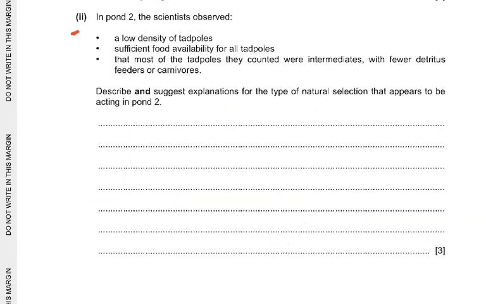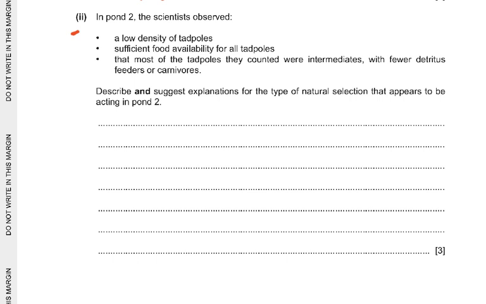In pond 2, the scientists observed a low density of tadpoles, sufficient food availability for all tadpoles, and that most of the tadpoles they counted were intermediates with fewer detritus feeders or carnivores. Describe and suggest an explanation for the type of natural selection that appears to be acting in pond 2. In pond 2, it's stabilizing selection. Why is it stabilizing selection?